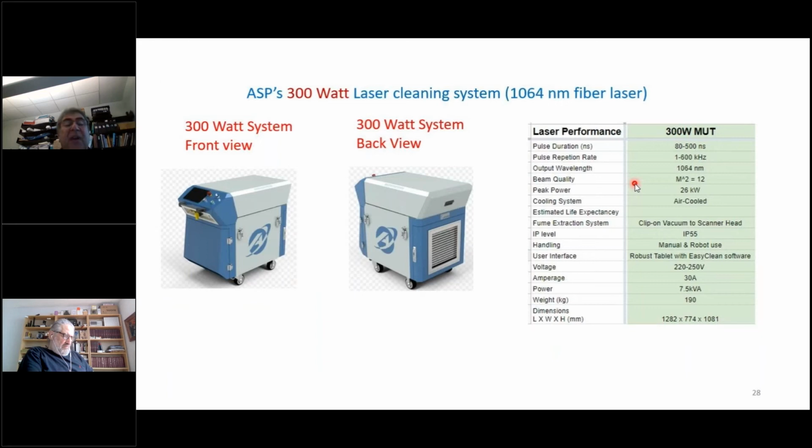Then we have the 300 watt system that has been recently completed. We have sold 2 units, and you would be interested to know that one unit was sold to a company that makes fences for the cattle industry, and the other was sold to another company that is in construction. So this 300 watt unit, you can see two views of it. It's been recently completed and is available. Here are some of the parameters of this.